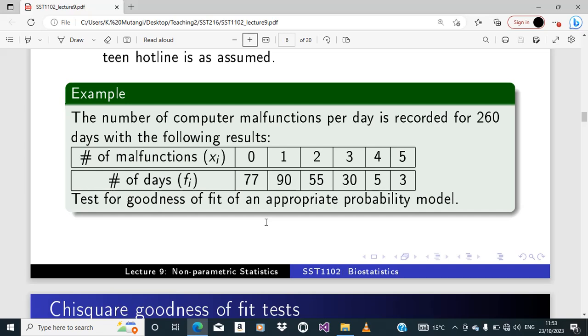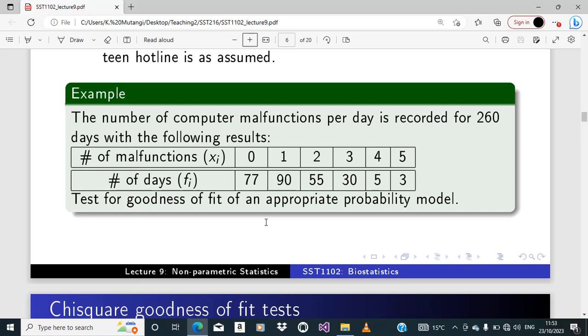we have the number of computer malfunctions per day, which was recorded for 260 days with the following results. So xi there is simply the number of malfunctions, meaning that 0 and 77 would mean that there were 0 malfunctions for 77 days, which means each of the 77 days did not record a single malfunction. Then we had a single malfunction for 90 days, meaning that each and every one of the 90 days, there was just 1 malfunction there. We had to test for goodness of fit of an appropriate probability model.